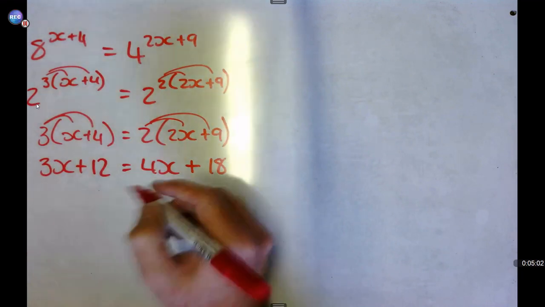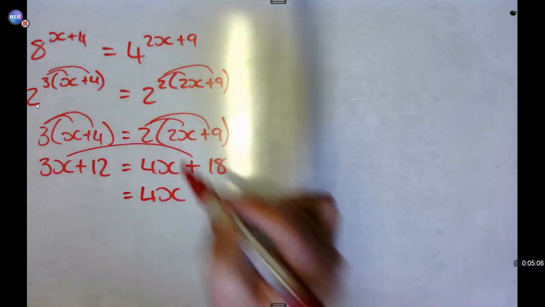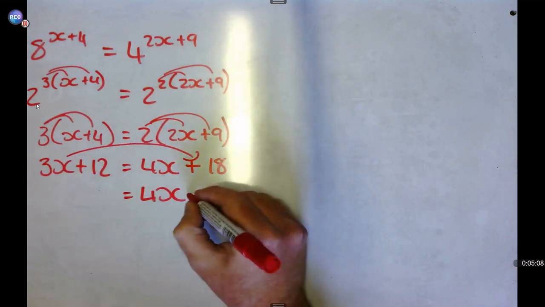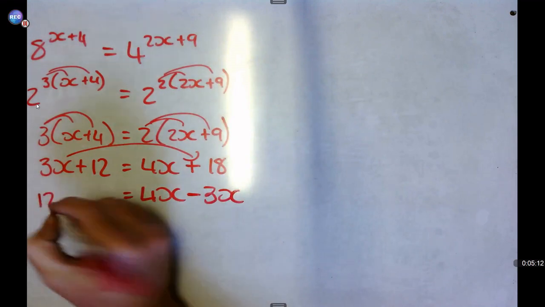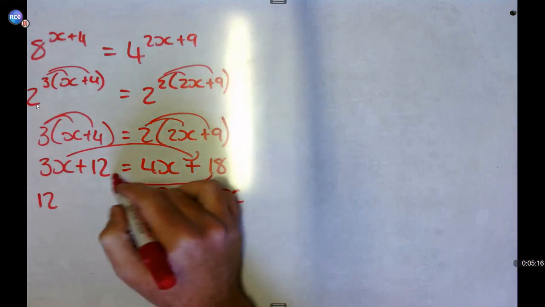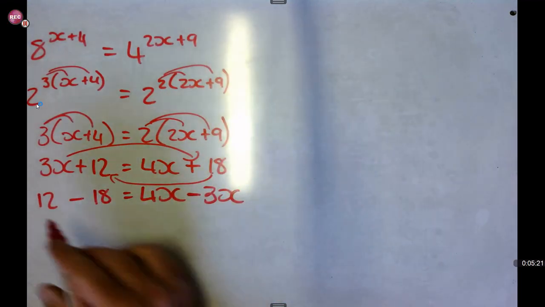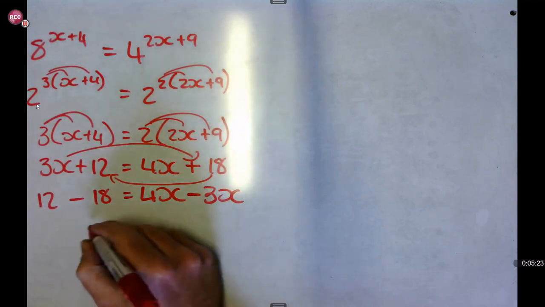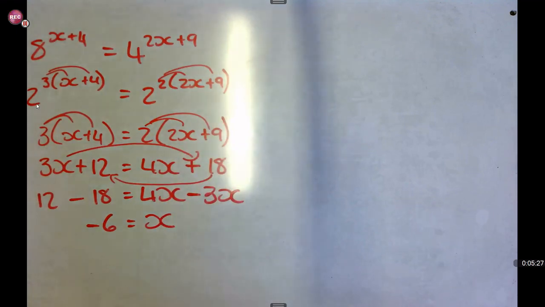So I'm going to leave my 4x over here. I'm going to bring the 3x over, and it becomes negative 3x. I'm going to leave the 12 as is, and I'm going to bring the 18 over to that side, and it becomes negative 18. Okay? 12 minus 18 gives me negative 6. 4 minus 3 gives me x. So my final answer is negative 6.